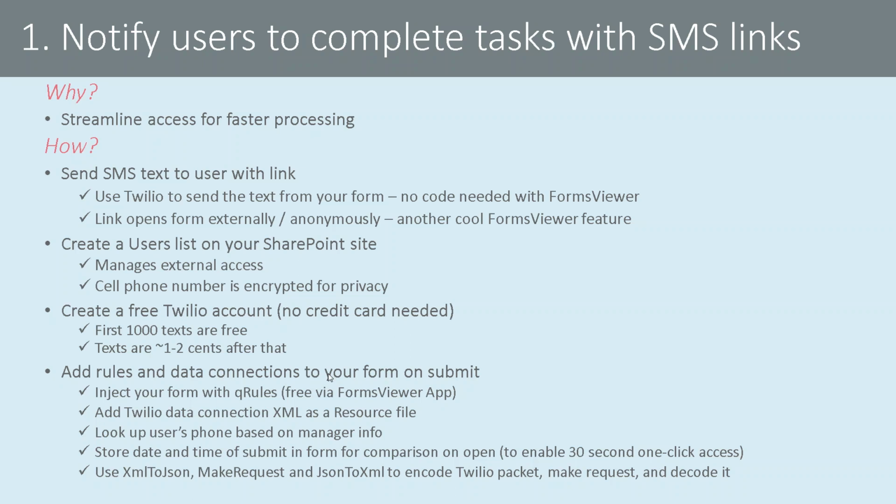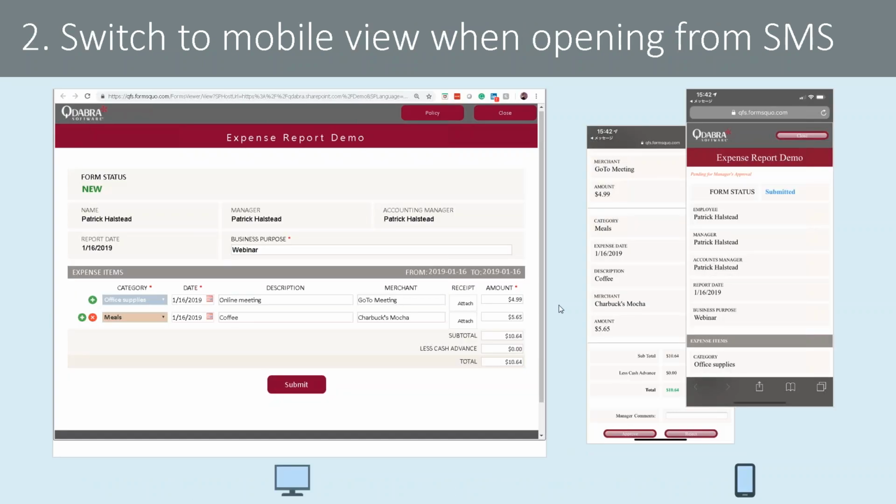And then you have to add rules to your forms. So you have to add data connections for the Twilio secondary data source. You've got to add rules on load and on submit to look up the phone number of the user and then text them or send them a notification when they hit submit. So that's the first step.